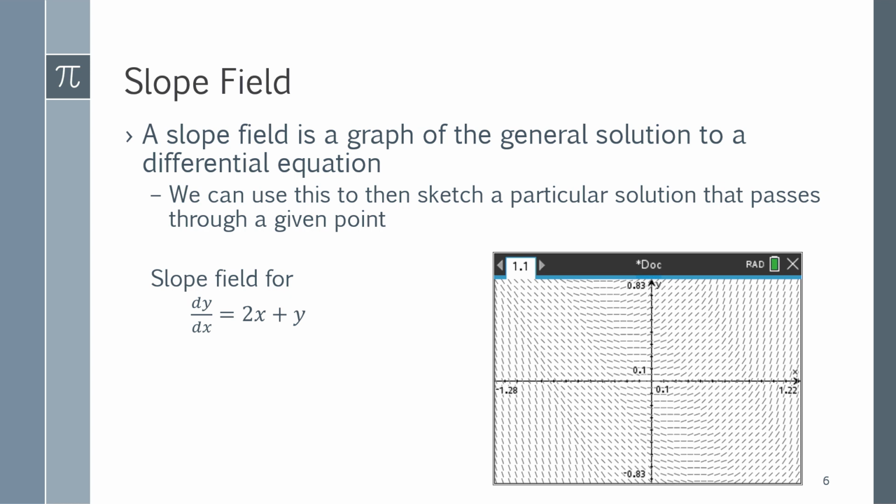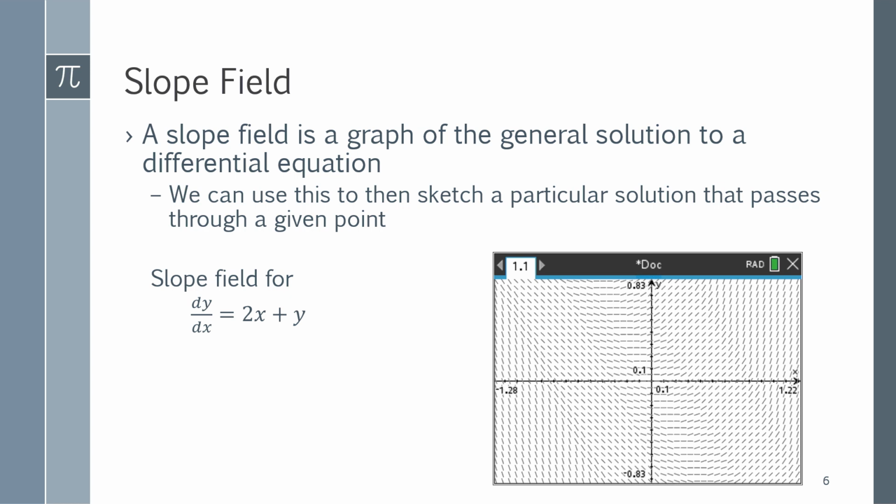We can graph the general solution to a slope field or to a differential equation, which sounds weird because there's an infinite number of solutions to a differential equation because of the plus c. Plus c is any constant. So how do we graph something that can be an infinite number of possible constant values for the plus c? And this is where the slope field comes in.